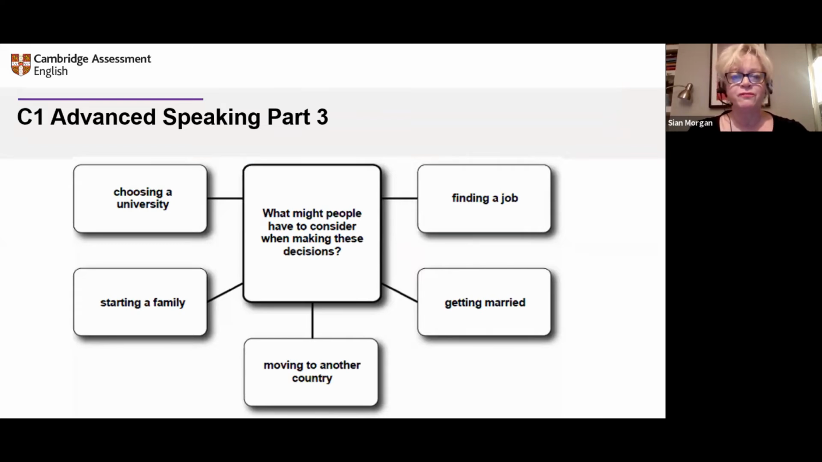So they have to focus on these decisions or these kinds of life events and think about decision making in those. So in the first part of the task, students have to discuss each of the life decisions and hypothesize and evaluate their relative difficulty. And then they're asked to decide together in which of the situations it is more important to make the right decision. So this part of the exam involves evaluation and interpersonal skills.